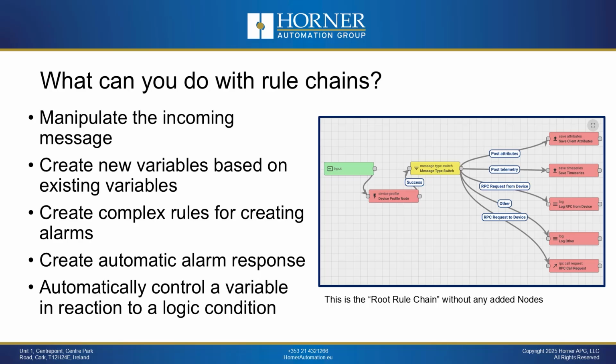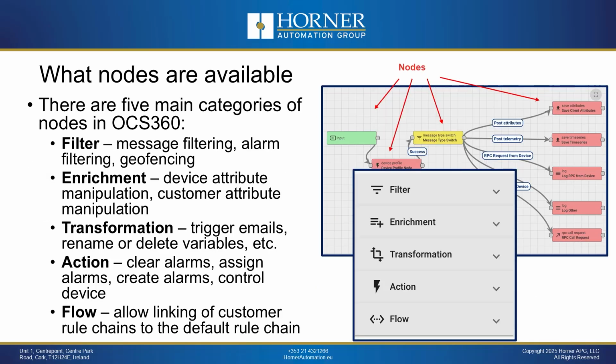So there is a lot you can do with rule chains. Rule chains are a node-based logic language. So the building blocks of the rule chain are nodes, and there are a few dozen different nodes available for you to use in your rule chain logic, and they are divided into 5 different categories. There is a filter category. What is that used for? It can be used for message filtering, alarm filtering, even geofencing.